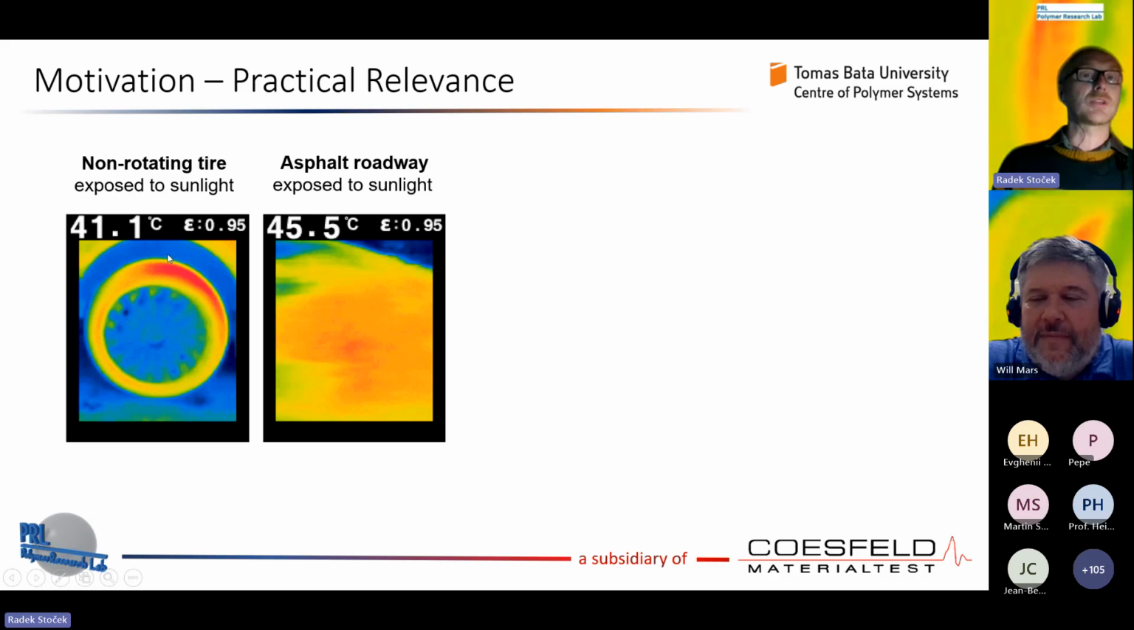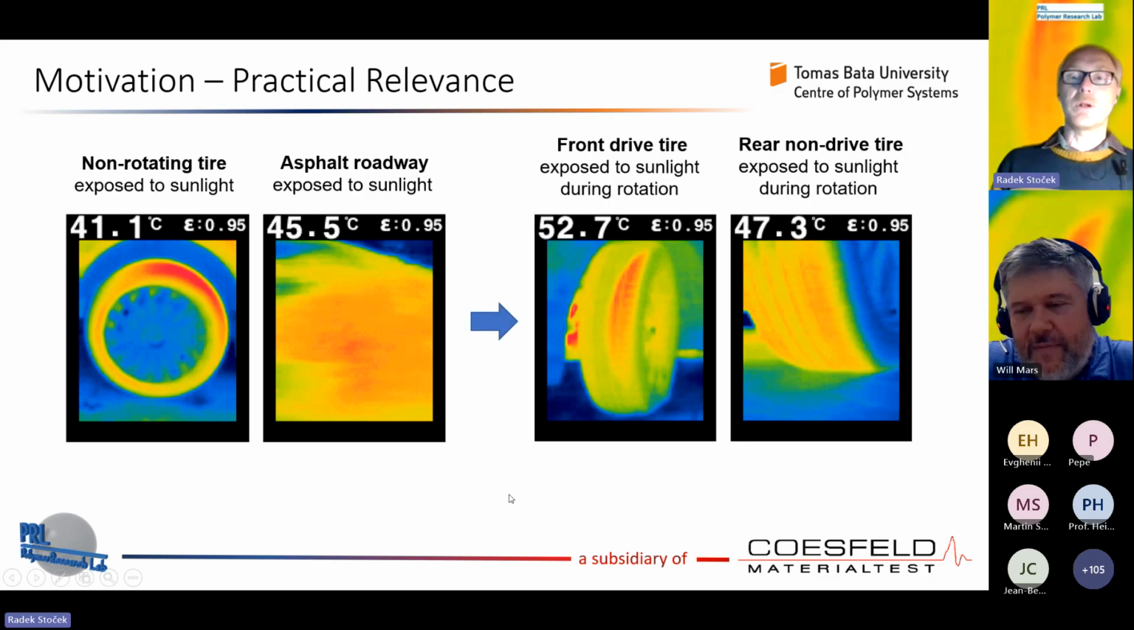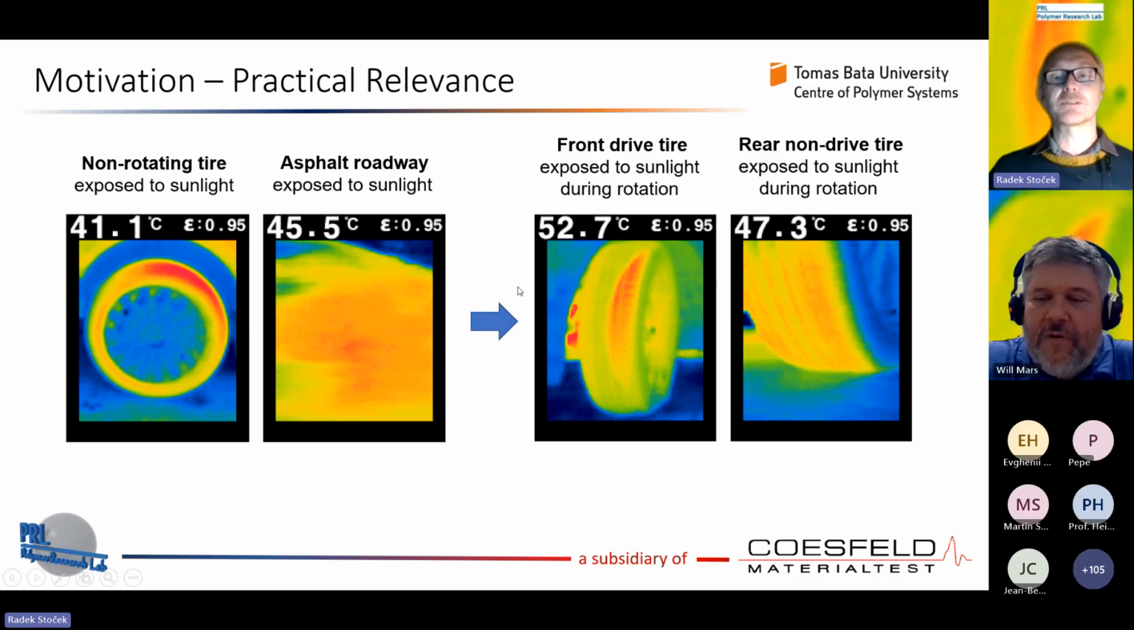On this picture we can see the tire, in a steady state, non-rotating, exposed to the sunlight. Exposed to the sunlight it has 41 degrees Celsius, and the asphalt roadway has, in the same way, 45 degrees Celsius. When the tire is rolled, there will be an increase of temperature due to the viscoelasticity of the rubber material. This was only a short distance run, only to see how the temperature would really increase.